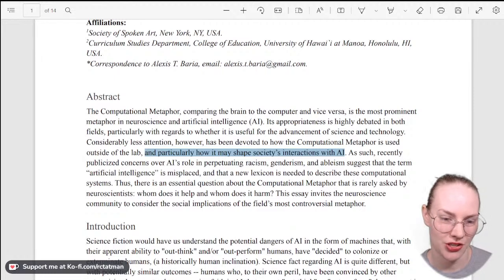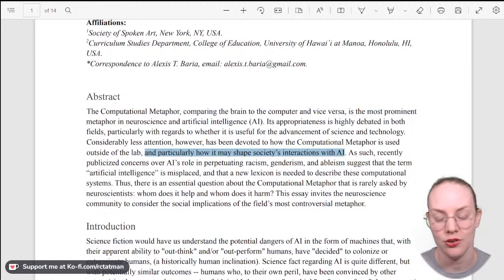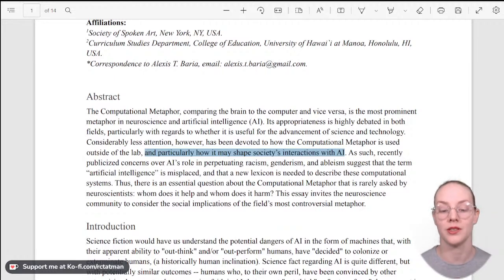Recently publicized concerns over AI's role in perpetuating racism, genderism, and ableism suggest that the term artificial intelligence is misplaced and that a new lexicon is needed to describe these computational systems. Thus, the essential question about the computational metaphor that is rarely asked by neuroscientists: whom does it help and whom does it harm? And I would say the people that it helps are people who are making money off of AI systems, and who it harms is users, and people who these systems are used on, because it gives them an unrealistic expectation of persistent behavior.